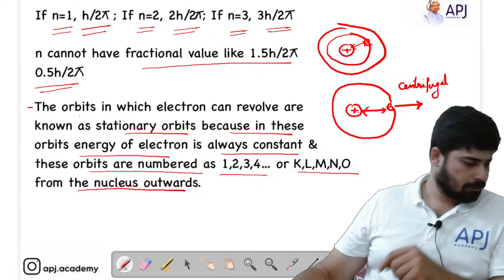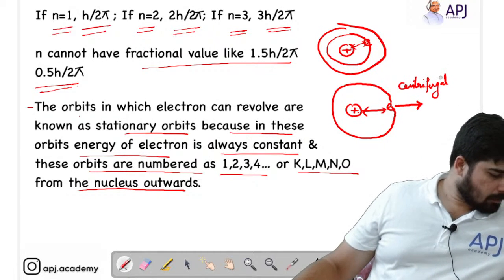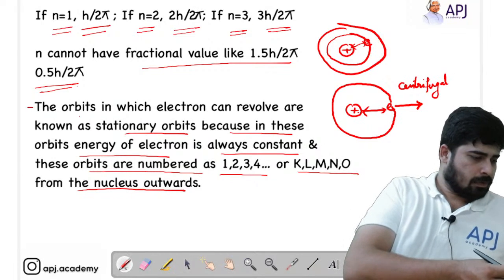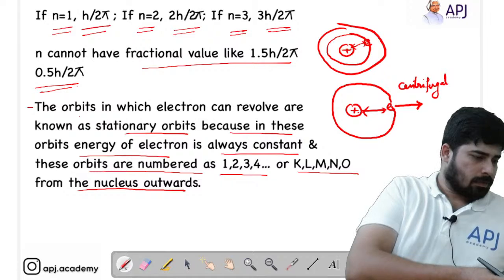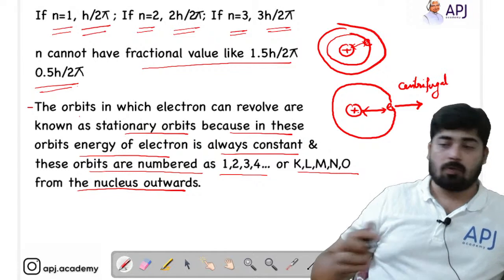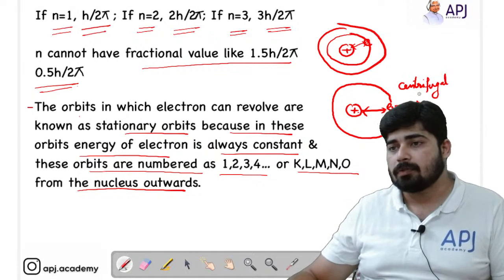Anyway, a centripetal force, right, or centrifugal? Okay, let me check that. Yeah, it's centrifugal force. Okay, centrifugal force.